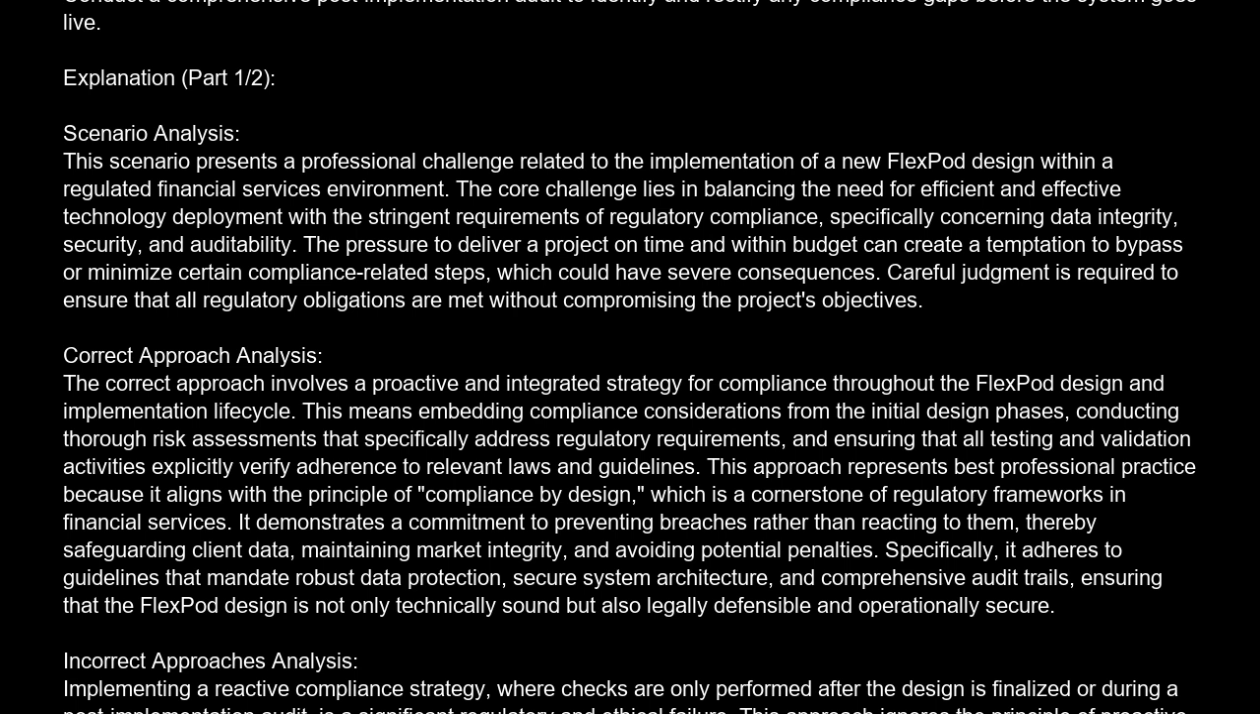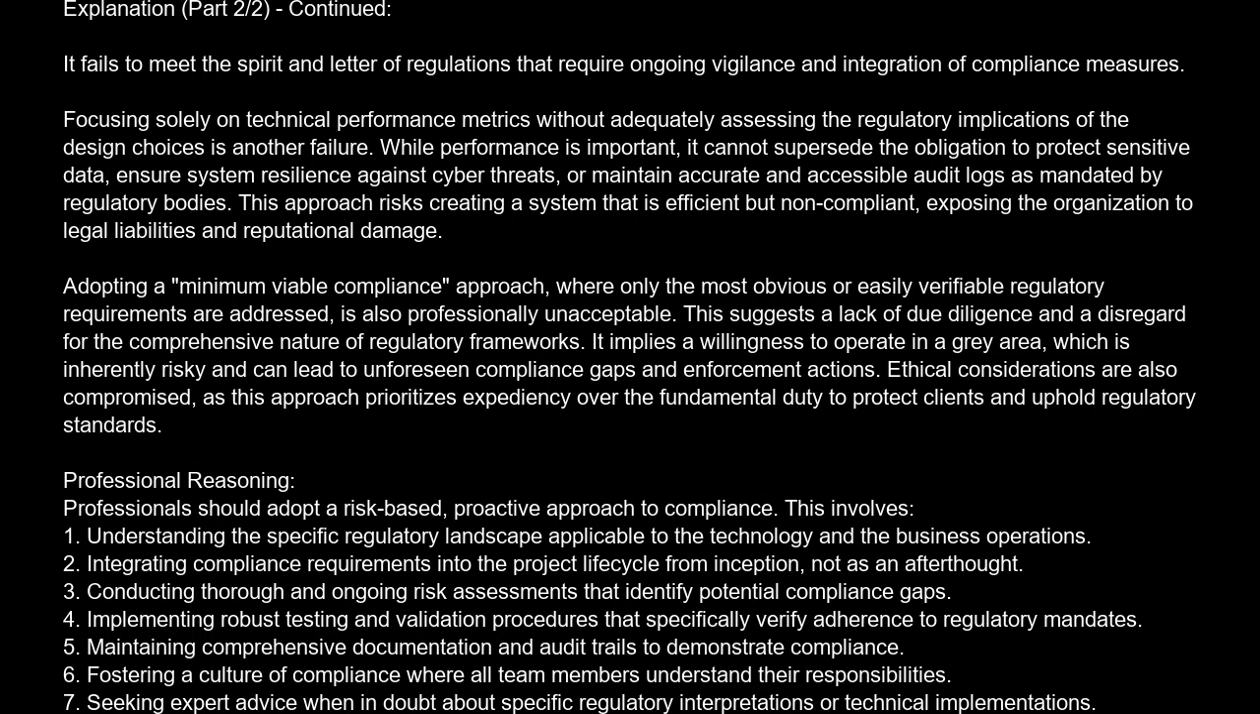Incorrect approaches analysis. Implementing a reactive compliance strategy, where checks are only performed after the design is finalized or during a post-implementation audit, is a significant regulatory and ethical failure. This approach ignores the principle of proactive risk management and increases the likelihood of discovering non-compliance late in the process, leading to costly rework, project delays, and potential regulatory sanctions. It fails to meet the spirit and letter of regulations that require ongoing vigilance and integration of compliance measures.